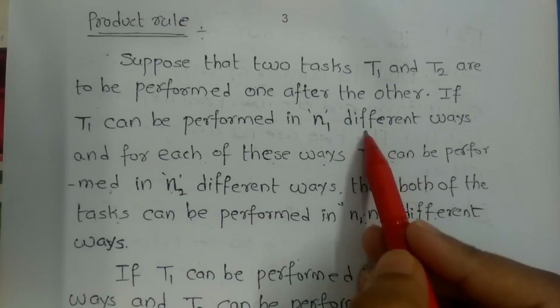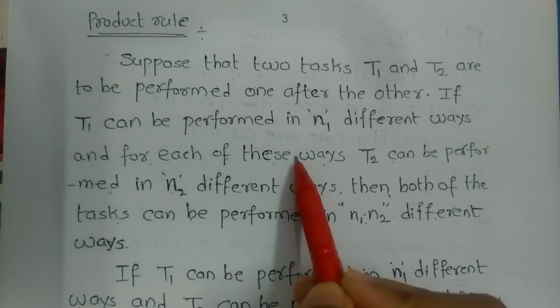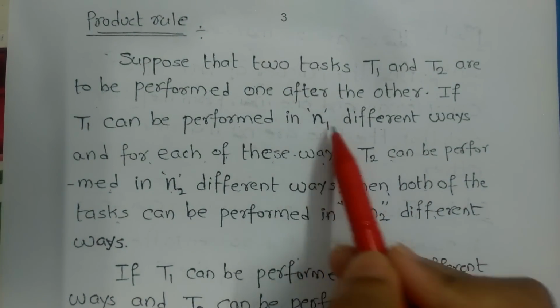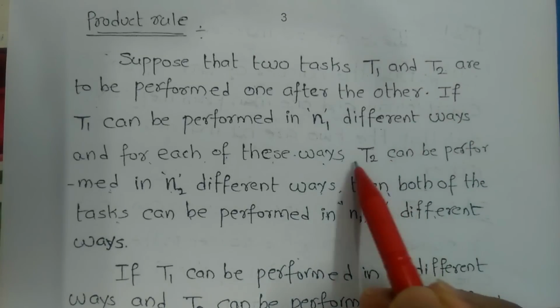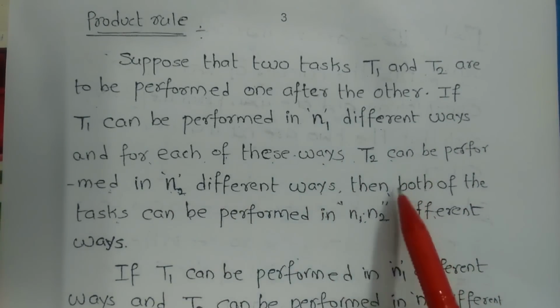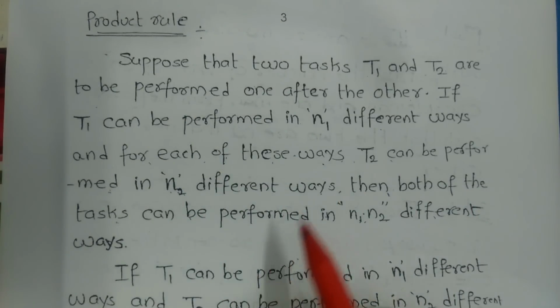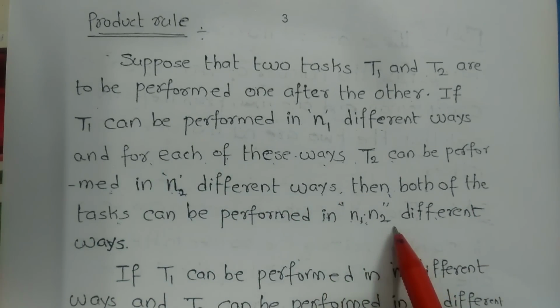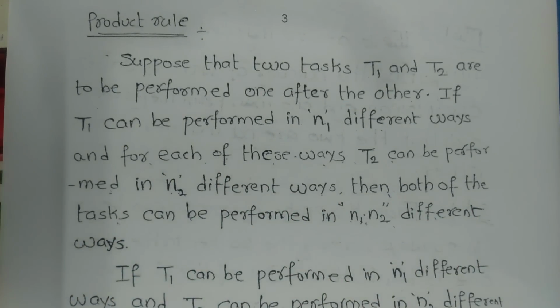Here only the statement is there. So for each of these N1 different ways, T2 can be performed in N2 different ways. At that time you have to use this product rule, and that is N1 into N2 different ways.